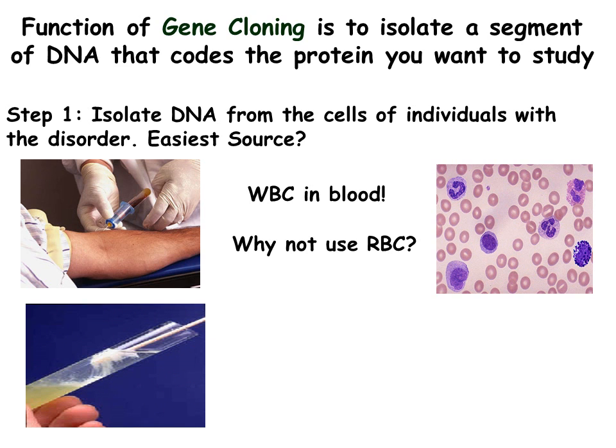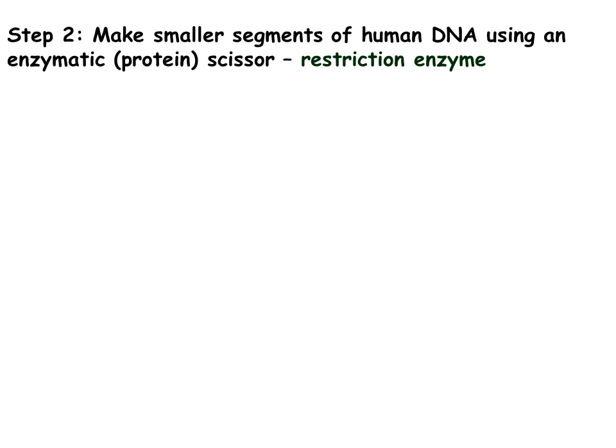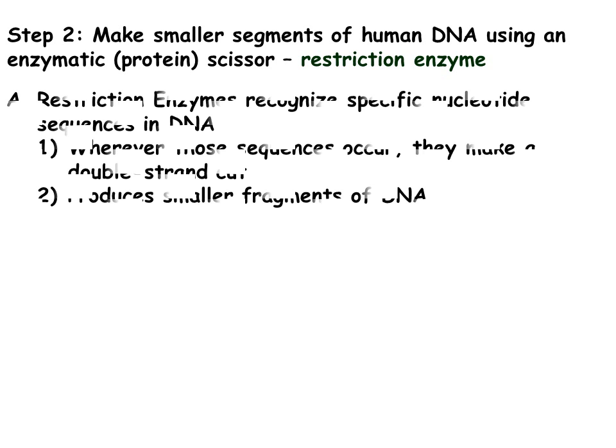Then we break open the cells so we can isolate the DNA. The problem is, as you see over here on the lower left, it is very long and stringy. So how do we get smaller fragments? Remember, we only want that one gene that we want to study. Well, what we use is sort of molecular scissors. They're enzymes that will cut DNA at specific sequences. They restrict the DNA, they make it smaller, so we call them restriction enzymes.